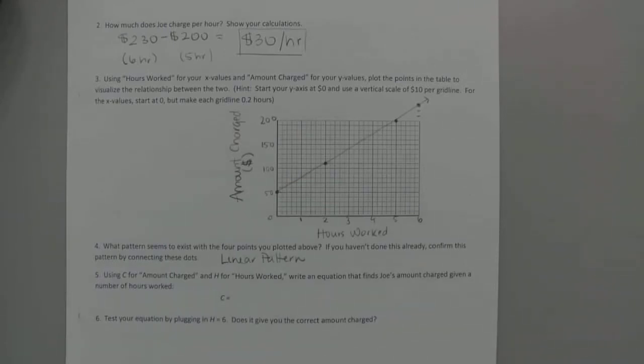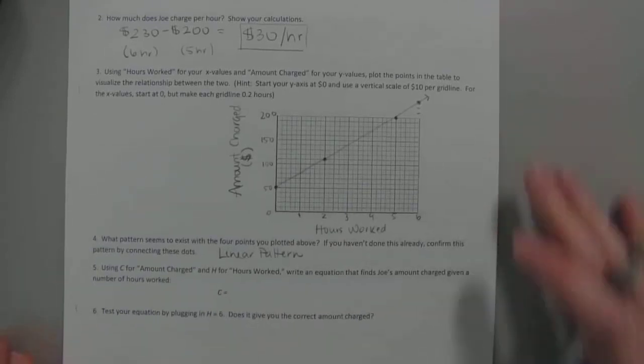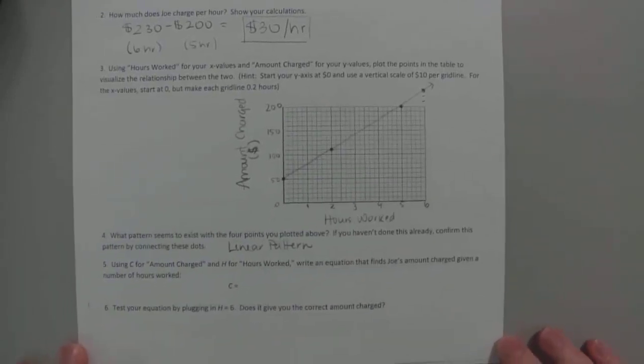But anything like this where you work per hour, it's typically aligned because that slope is your hourly charge. So whether you're babysitting or working at a restaurant or whatever it may be, that per hour is usually going to be aligned. It doesn't always start at 0. You sometimes have that call out fee or whatever it may be.